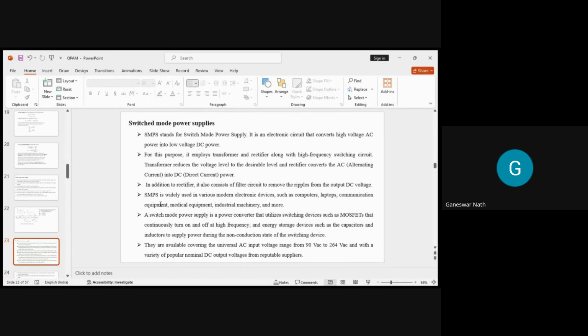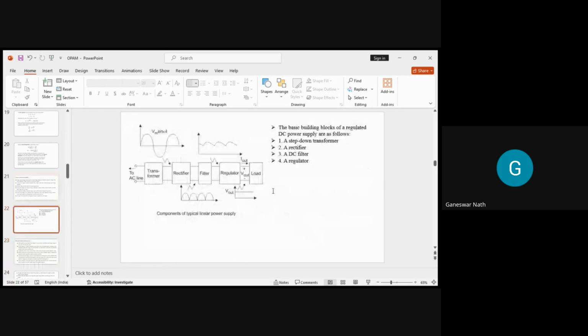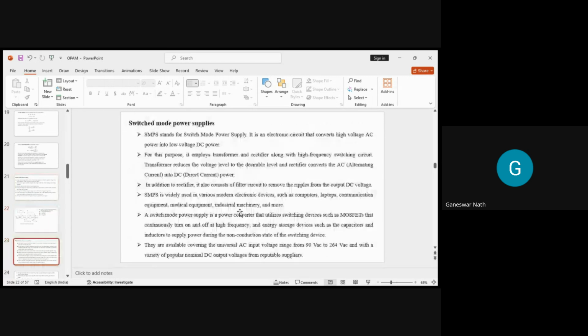In addition to the rectifier, it also consists of a filter circuit. You can see here a filter circuit. The filter circuit is used to remove the ripples, that is the unwanted signal coming to the input. An SMPS is also widely used in various modern electronic devices such as computers, laptops, communication equipment, medical equipment, industrial machinery, and many more.